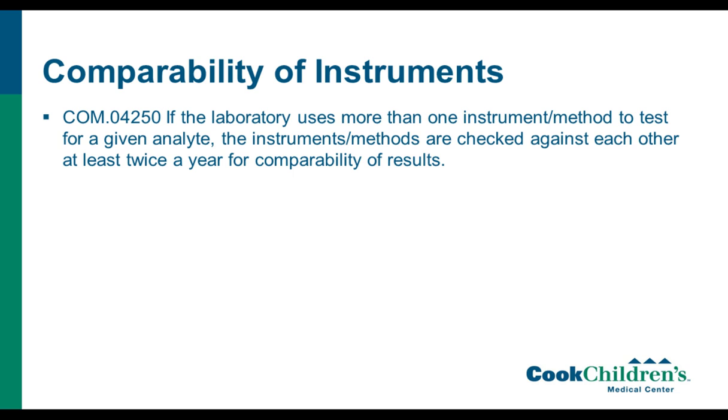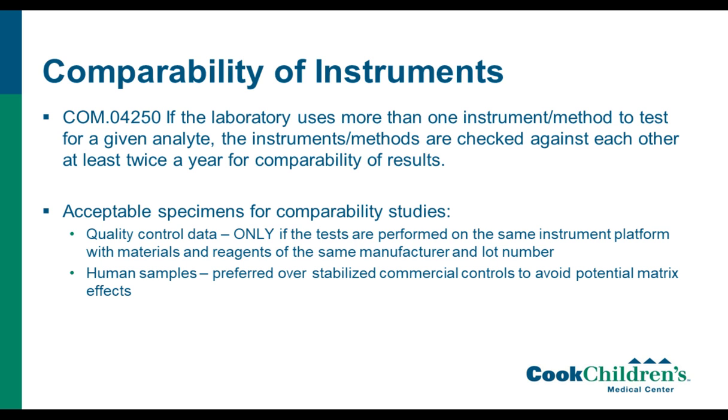In addition to calibration verification and AMR verification, one of the requirements as well for ongoing quality assurance is what's called comparability of instruments. So if the lab uses more than one instrument or method to test for a given analyte, those have to be compared against each other at least twice a year. So this could be, for example, let's just say CMV Quant. If you have 2 instruments that run it, same manufacturer, same platform, those have to be compared. If for whatever reason you run CMV Quants on 2 instruments by different manufacturers, those have to be compared as well.